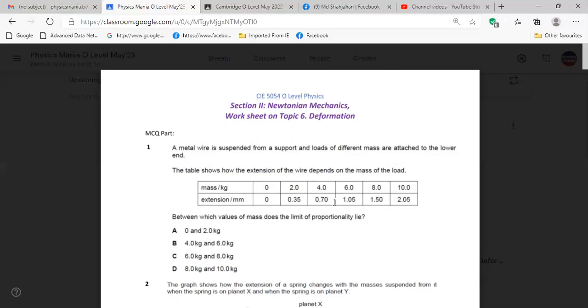Yes, sir. This way, somewhere in between 6 and 8 kg is the limit of proportionality. Maybe it is 7 kg, or 7.5 kg, or 6.5 kg. Up to there it's following Hooke's law. After that, it's not following. That's why we say the limit of proportionality is in this range, 6 and 8 kg. Okay, clear? Yes.